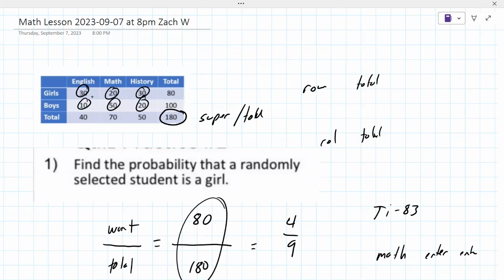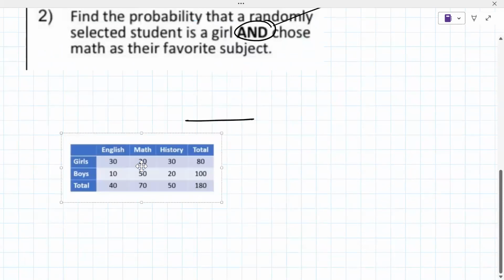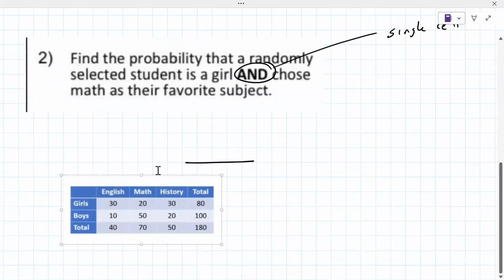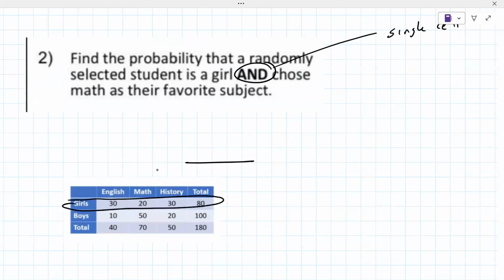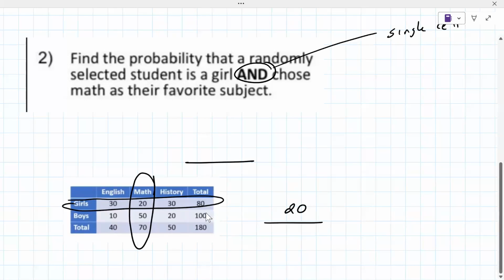So it's the intersection. Let me do it differently here. Let me try this one more time. The probability the student is a girl and likes math. So here are all the girls, and here are all the ones that like math. Where is the overlap? 20. Math and girls, the second cell on the top. It's 20 over 80? Well, it's the total because we're looking at the whole thing. Every student, just every student period.